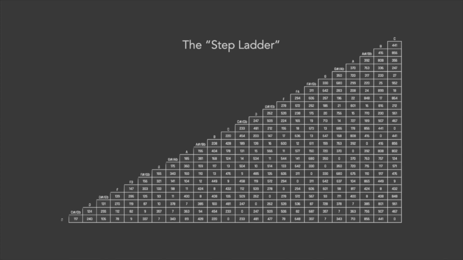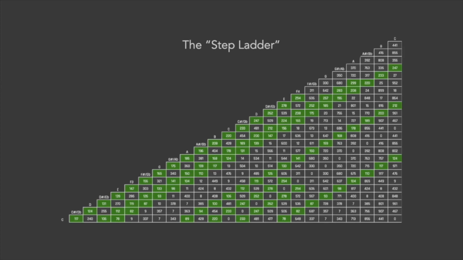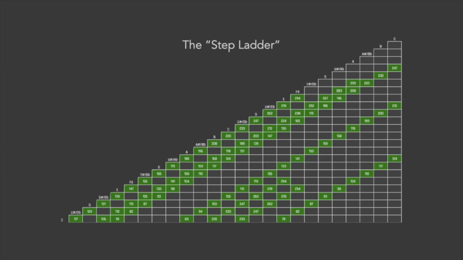We call this chart the step ladder, because the word ladder is just a little easier to say than staircase. Going further, many of the beat rates are too fast or too slow to be useful. A safe range would be between 60 and 300 beats per minute. We can clear away everything that does not fall into this range.